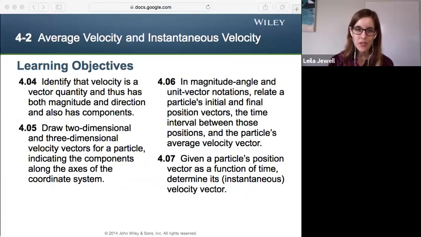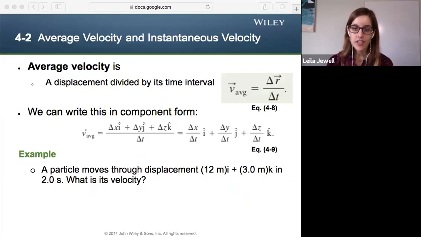Section 4.2, average velocity and instantaneous velocity. Once again, taking a look at how these concepts we've already seen work in 2 dimensions. So our average velocity is just going to be the displacement divided by the time. It's the same definition as before, but now there's a little arrow on top of the v and on top of the displacement. These are now vectors.